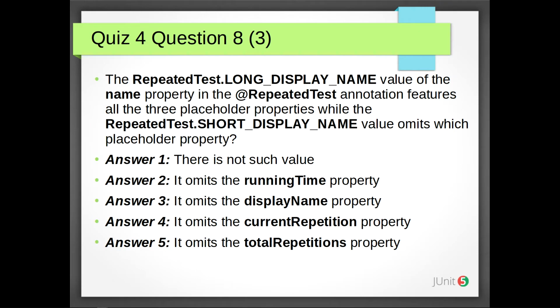Quiz 4, question 8. The RepeatedTest.LONG_DISPLAY_NAME value of the name property in the @RepeatedTest annotation features all the three placeholder properties, while the RepeatedTest.SHORT_DISPLAY_NAME value omits which placeholder property? Answer 1. There is no such value. Answer 2. It omits the running time property. Answer 3. It omits the display name property. Answer 4. It omits the current repetition property. And answer 5. It omits the total repetitions property. And the correct answer is answer 3. It omits the display name property.